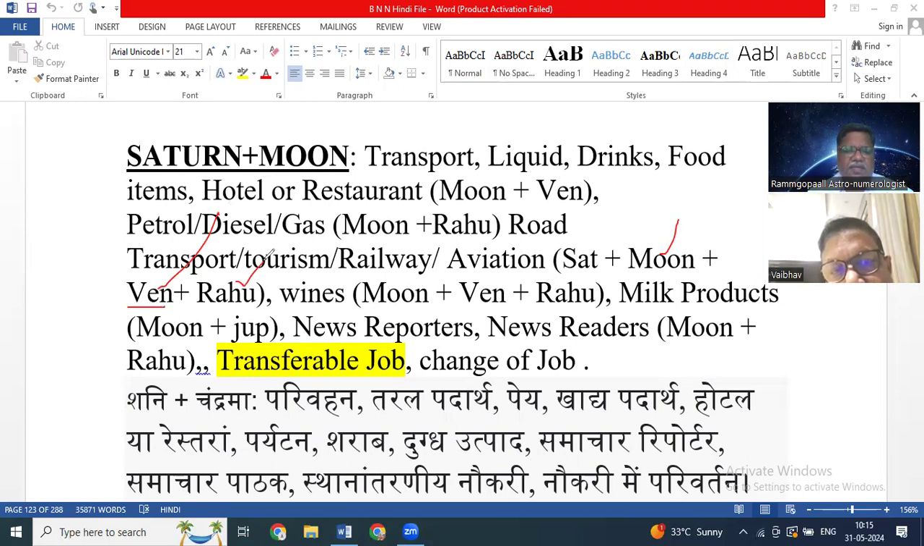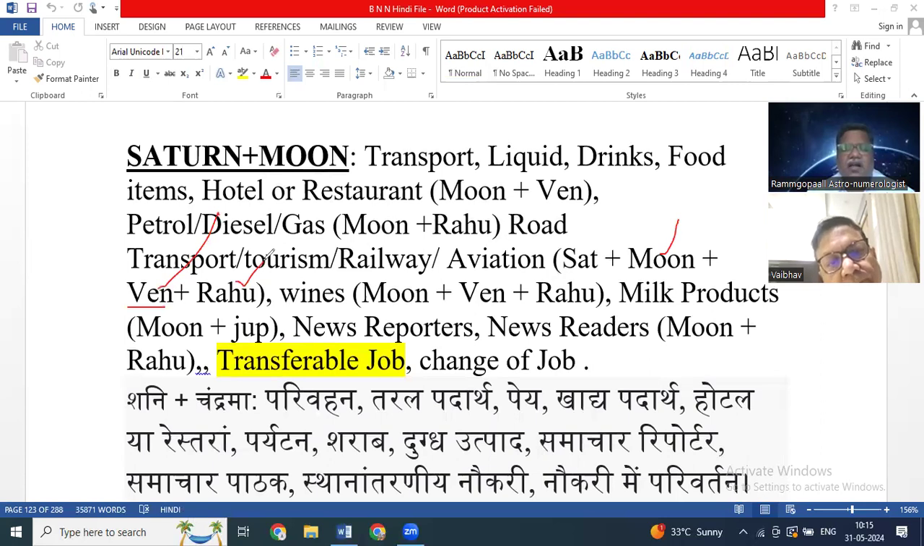Rahu is wheel. Or Rahu is smoke also. You see, railway department rails run with smoke. Even vehicles also run with smoke, of course. And Rahu is here aviation, sky, aeroplane, satellite, rocket. So Rahu is necessary for air journey. So wine's Moon plus Venus, Rahu.